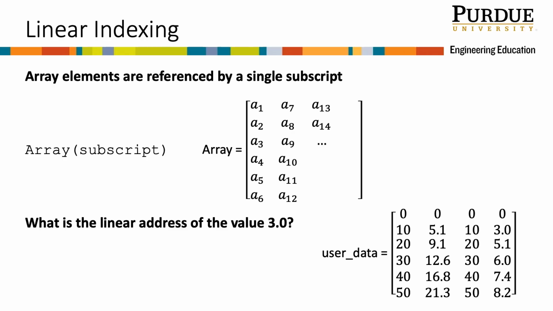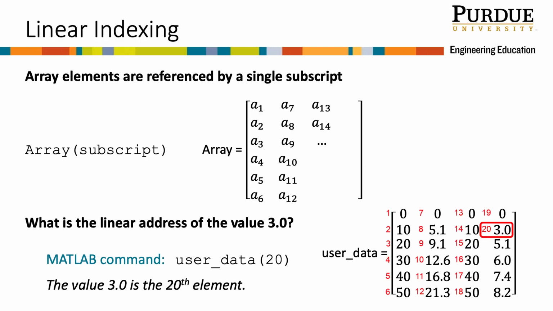For example, say we have assigned our data for our problem to a matrix. How would I reference the value of 3.0 in the last column? I'd have to use the variable name for the array, user_data, and supply the position number of the element 3.0. When I begin counting at upper left, I start at 1 and end at 6. The second column counting takes me from 7 to 12. The third column counting takes me from 13 to 18. Then finally, the fourth column counting starts at 19 and I end at my desired value at position 20. Therefore, the MATLAB command for identifying the value 3.0 is user_data(20).